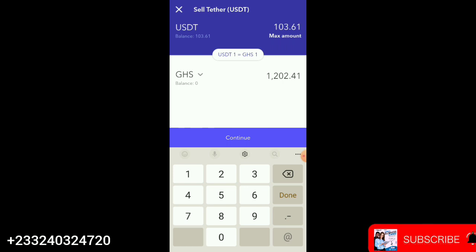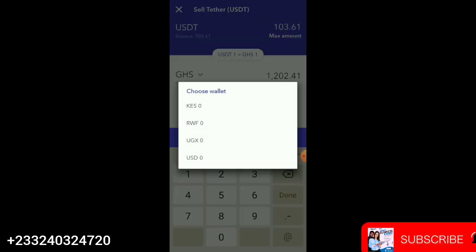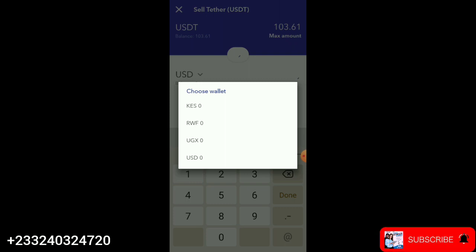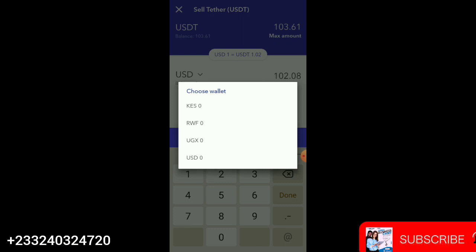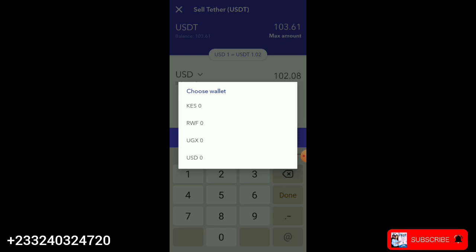But if you withdraw the money to your USD account, if the USD goes up, at least when you exchange it to Ghana cedis, you'll make profit. You see, let's say if the USD right now is 11.99, if it goes to 12 point something, you can exchange it to Ghana cedis and you make a profit from it.